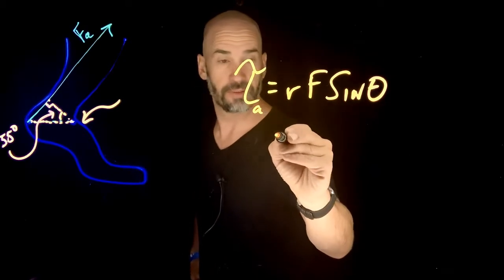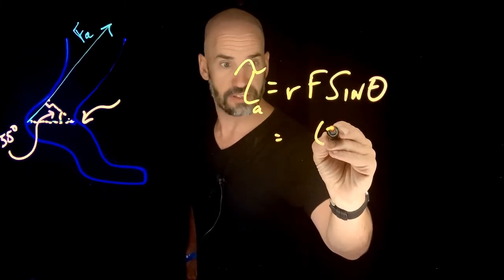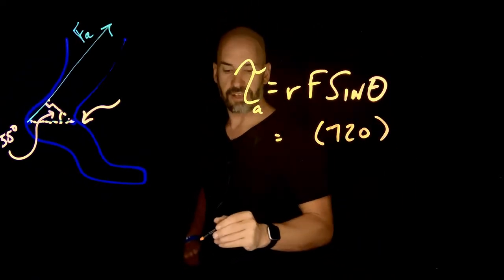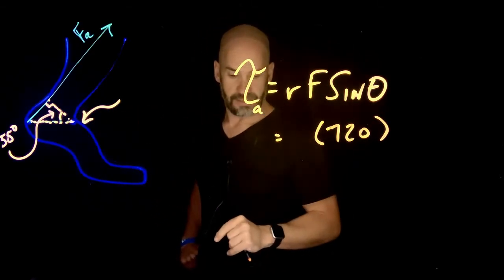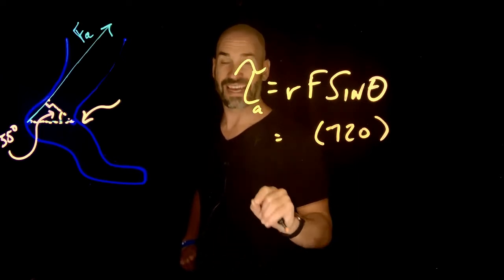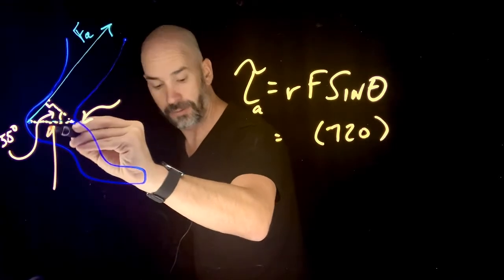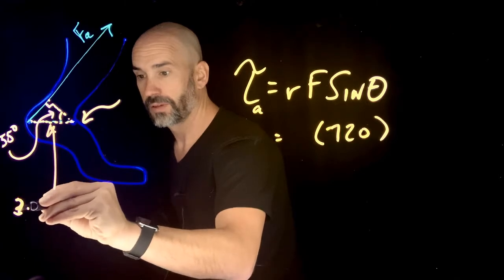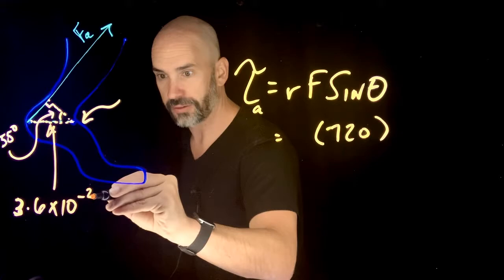This force is just 720, right? Okay? And it says that the ankle joint, this distance right here, is located about 3.6 times 10 to the minus 2 meters from where the force is applied. So this distance right here is 3.6 times 10 to the minus 2 meters.